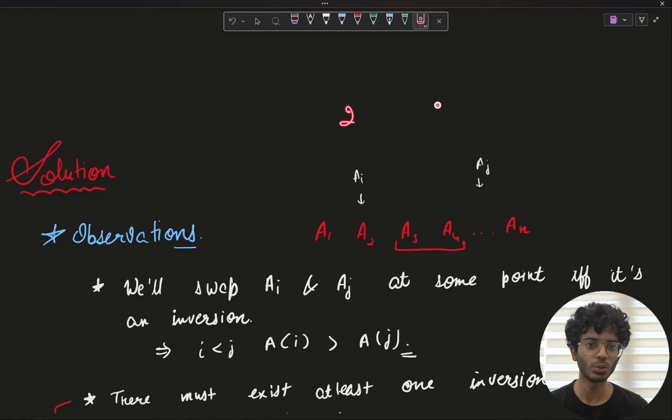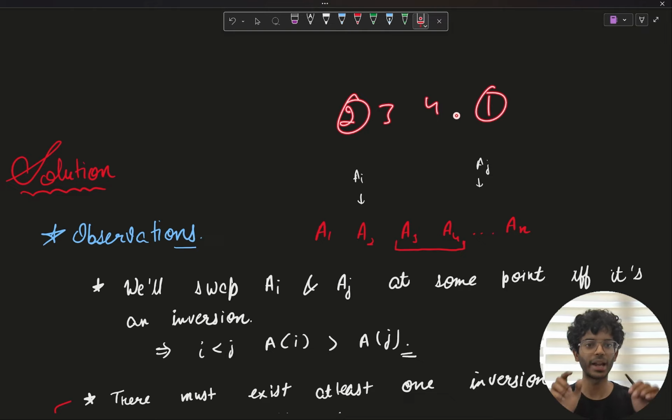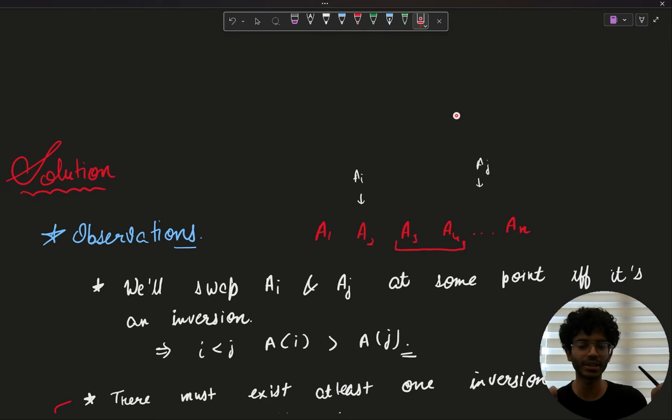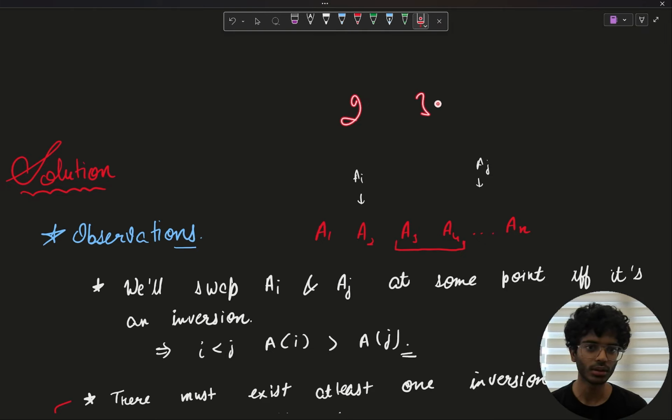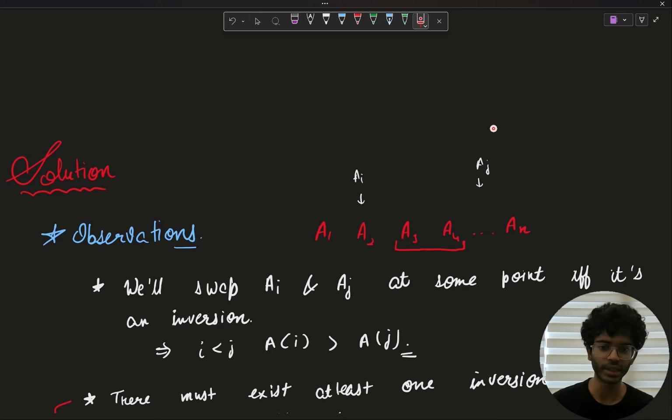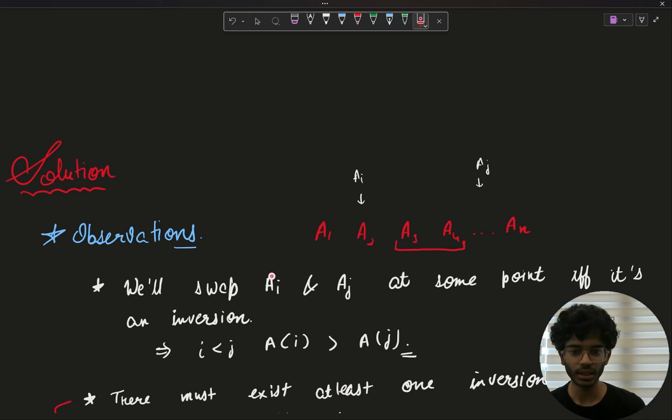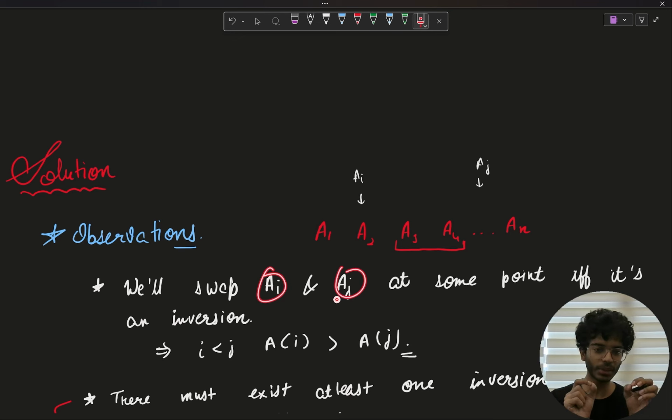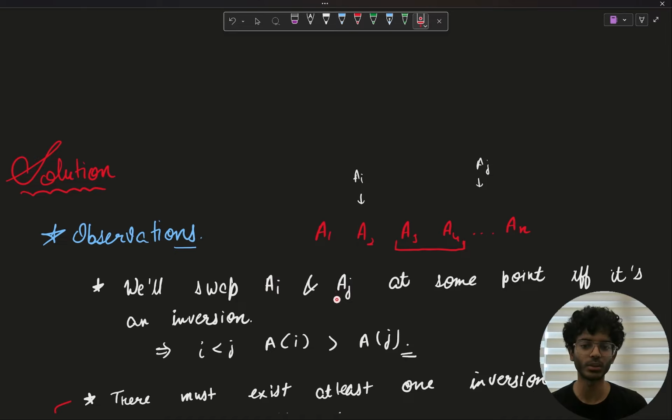Let's say we have something like 2, 3, 4, 1. This 2 and this 1 have to be swapped at some point, because it's an inversion. There would be a point when they are adjacent and they need to be swapped so that the whole array becomes sorted. So a pair A of I and A of J will be swapped if it is an inversion.